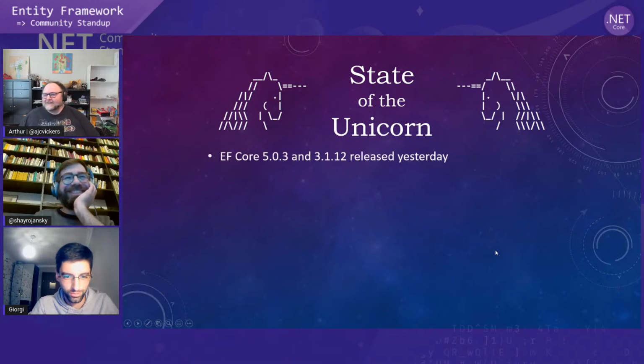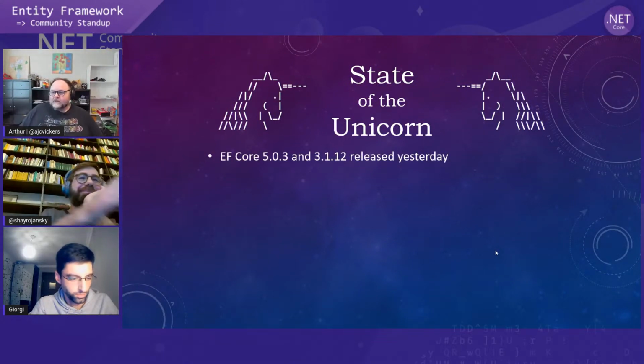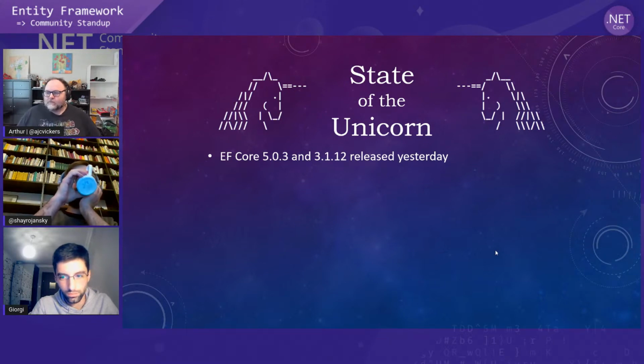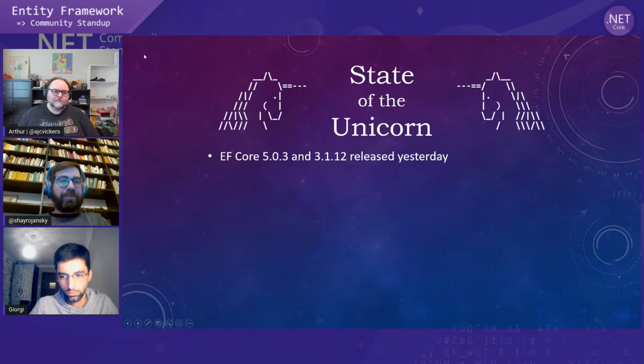Okay, let's try that. So we continue to patch. 5.0.3 and 3.1.12 were both released yesterday. They're on NuGet. 3.1.12 just has critical bug fixes in it right now, as appropriate for an LTS release, and 5.0.3 has additional fixes for 5.0 over what's in 5.0.1 and 5.0.2. So update to those versions to get the latest.